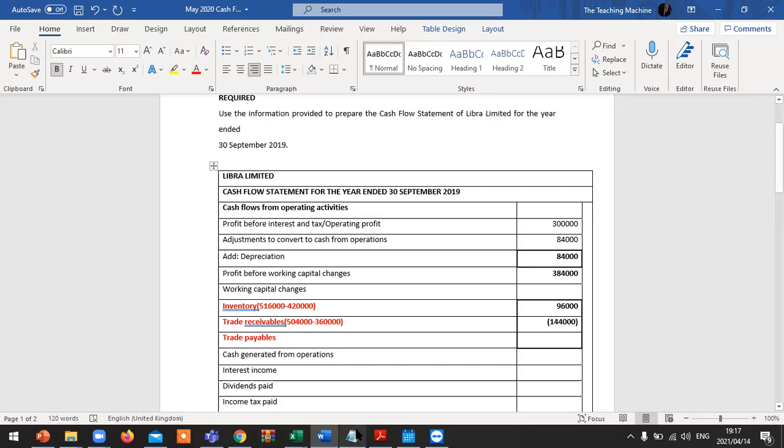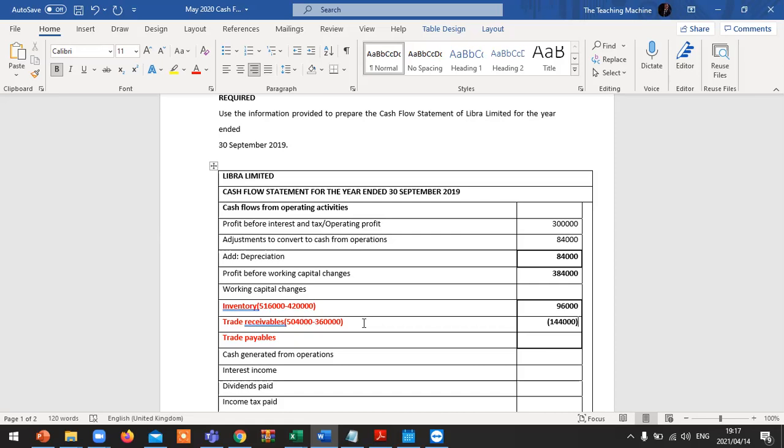Now let's quickly look at trade and other payables. But before that, we can conclude with these two accounts, inventory and trade receivables. These accounts have the same element. They are both assets. So that's why the effect will always be the same. If your assets increase in value, your cash will decrease. If your assets decrease in value, your cash will definitely increase.